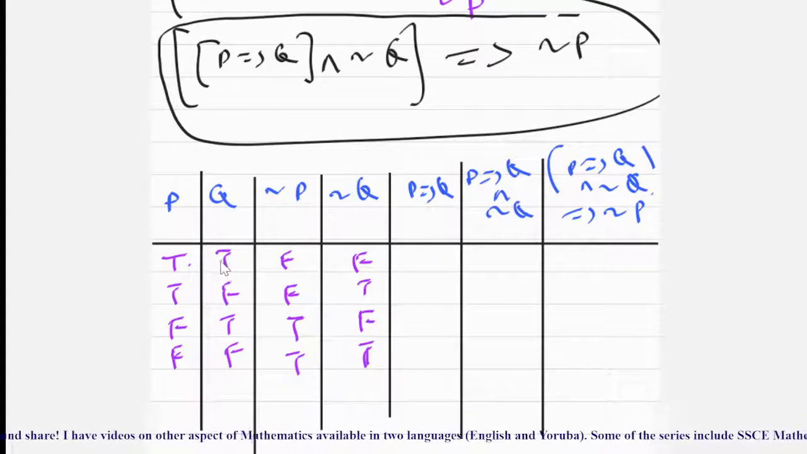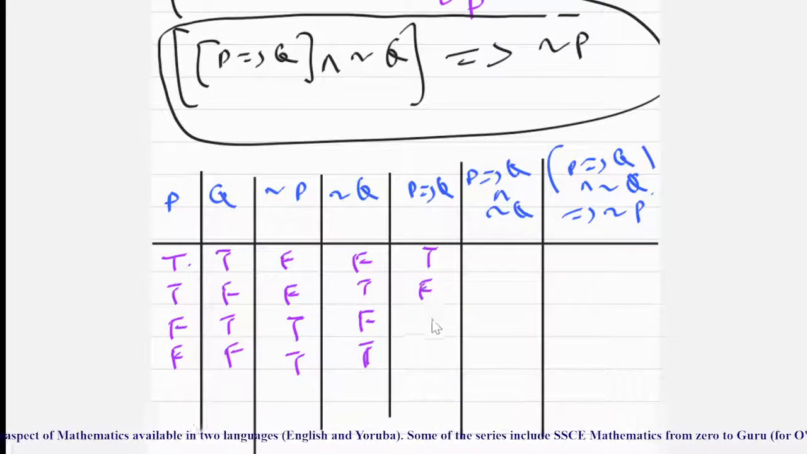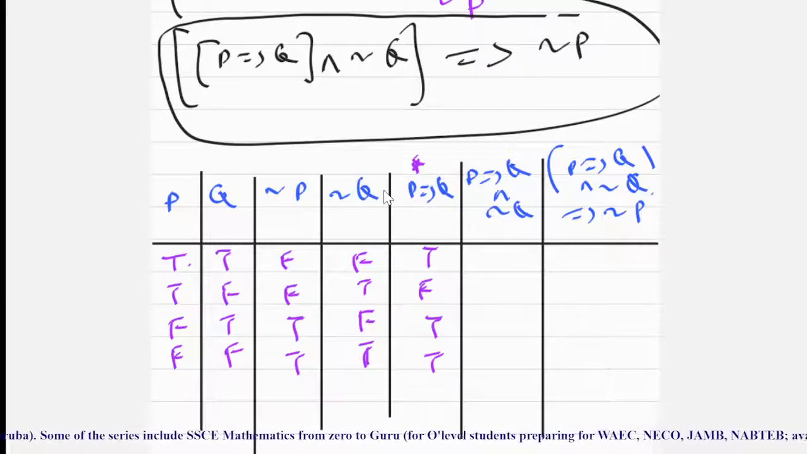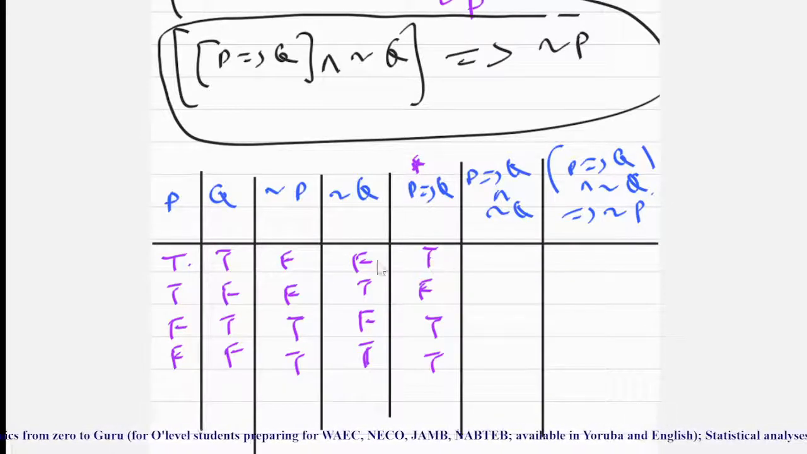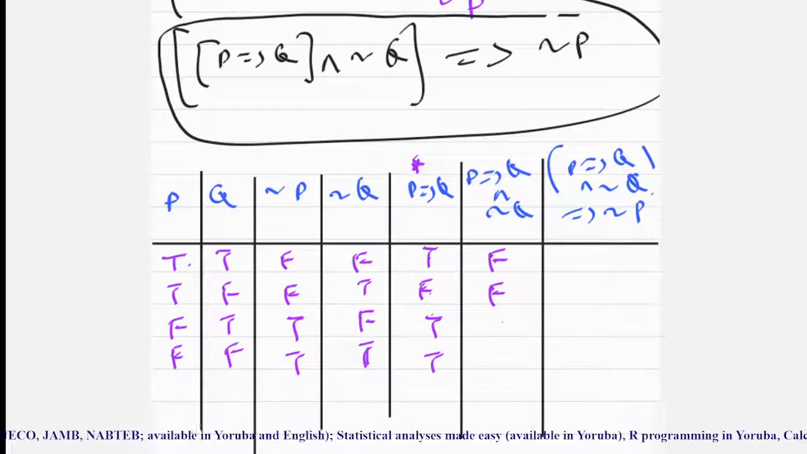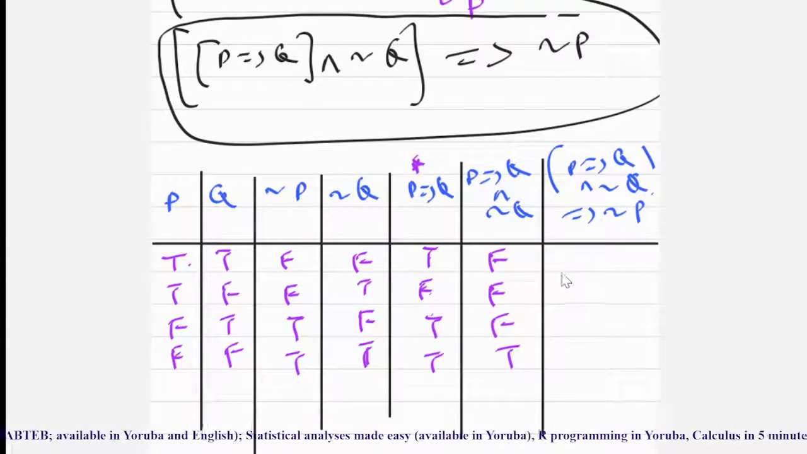So it means true, true will be true; true, false is false; false, true, true, true. Then implication and this. The only time you are going to have true when you are using conjunction is when both of them are true. It means this and this: false and true is false, false and true is false, true and true is true.